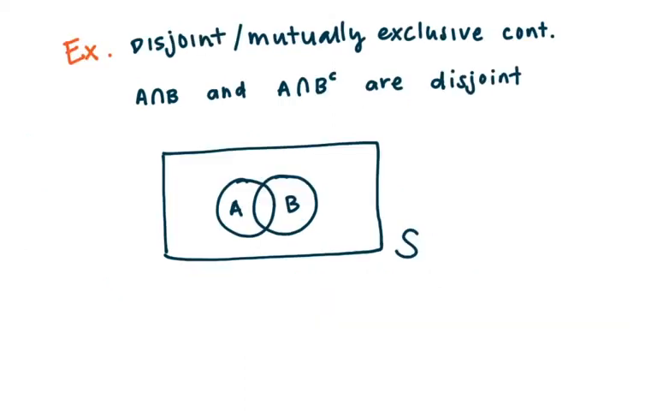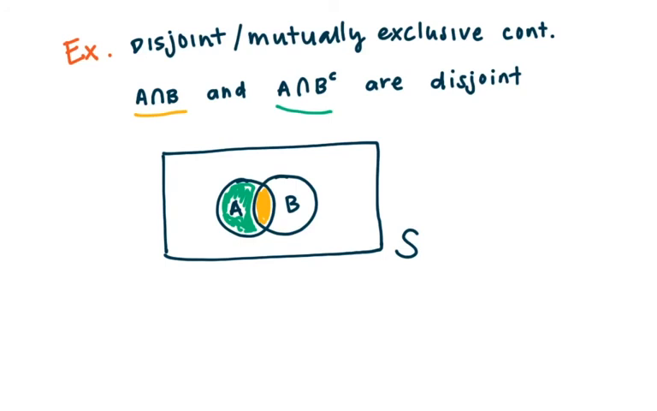Now I'm going to show you what this looks like in a Venn diagram. It's saying A intersection B and A intersection B complement are disjoint. First I'm going to show you what A intersection B looks like. A intersection B is just this section right here. Next it says A intersection B complement. First we have A, and this green section is also intersecting with B complement, because this green section right here is not B.